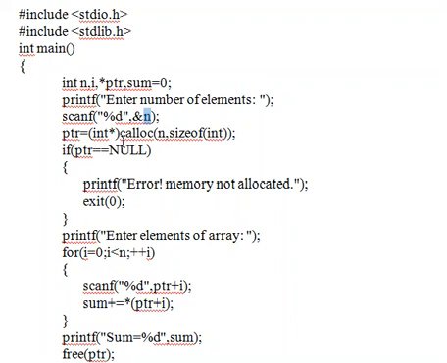Next I am writing a calloc function. Here calloc of n comma sizeof int. So here the calloc function allocates the memory for a total of 5 blocks, because n value is 5, total 5 blocks. Each block size is this one.